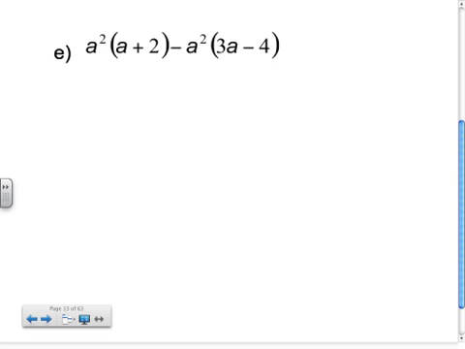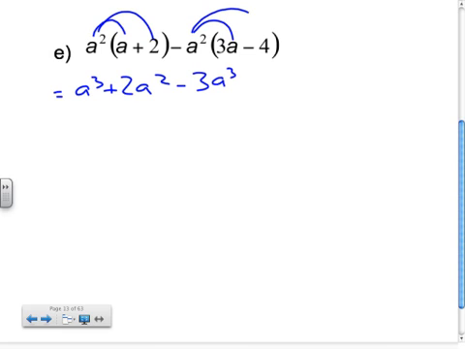Okay, so again, distribute that guy. So I have a squared and a makes a to the third, plus 2a squared, minus, now this minus gets distributed with the a squared. So negative a squared times that is negative 3a to the third. Negative a squared times negative 4 is actually going to be a positive 4a squared. And now I identify any common terms.